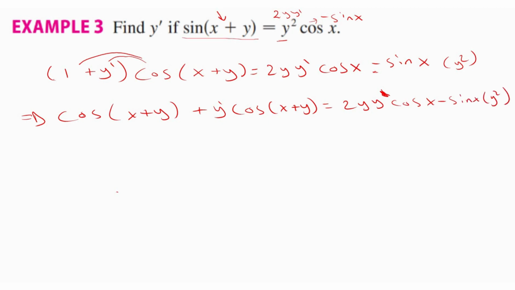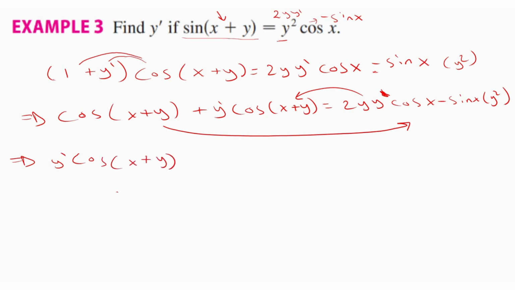Now basically, if we want to solve for y prime, we might take this to this side and take cosine of x plus y to the other side. This will give us y prime cosine of x plus y. This will stay in its place, and taking this to the other side will give us negative 2y y prime cosine of x, and on the other hand we have negative y squared sine of x minus cosine of x plus y. I just took y squared here.